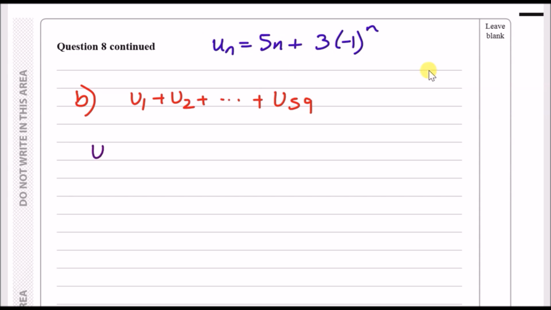So put in u1, so replacing n with 1, we're going to get 5 for the first one. And for the second bit, you've got 3 times minus 1 to the power 1. Well, minus 1 to the power 1 is minus 1. So minus 1 times 3 is minus 3. Okay, let's just leave it like that for a second. For u2, plug in n equals 2, you're going to have 10. And then plug in 2 here, this becomes a square, so you get just 3 times 1, which is plus 3. And now for u3, you're going to get 15, and this time, minus 3.